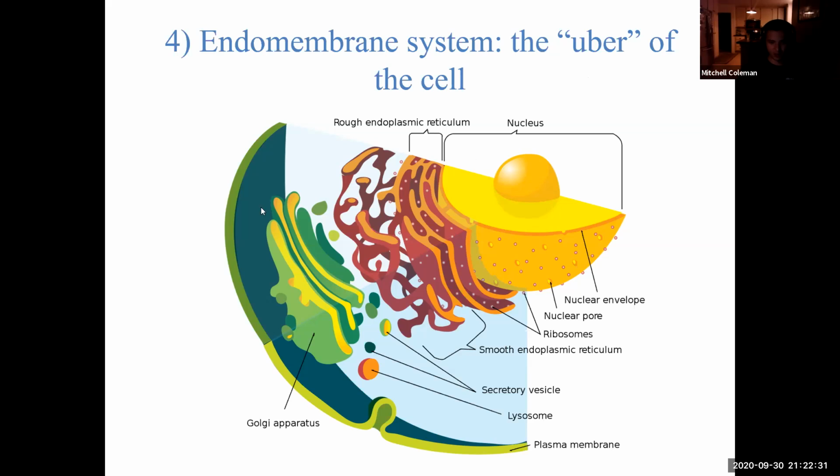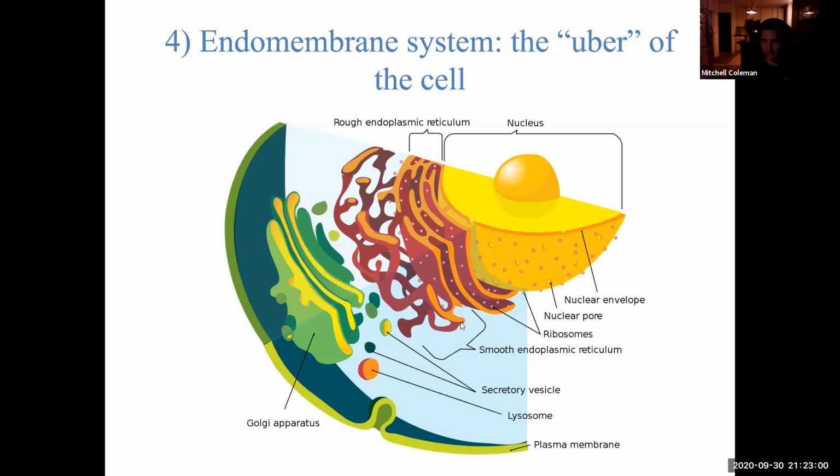The endomembrane system, which we're looking at right here, the reds and the greens, this is the Uber of the cell. It's broadly involved in taking things and repackaging them into different forms, or transporting them from one part of the cell to another, or even getting rid of things entirely, transporting waste out of the cell. It's the Uber of the cell, the Amazon warehouse of the cell. So it moves things all over the place.